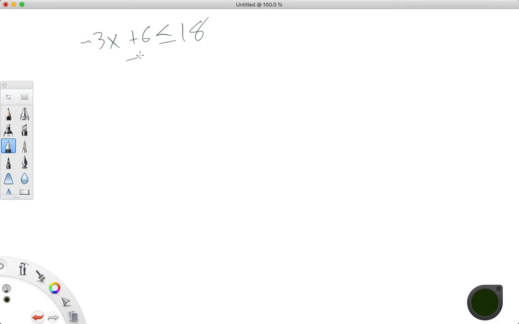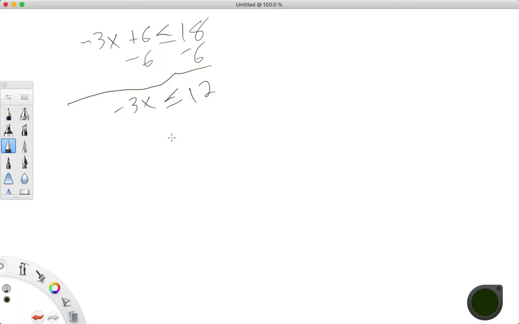as we normally would, we would subtract 6 here, subtract 6 here, and that would give me negative 3x is less than or equal to 12. 18 minus 6 is 12. And then we would divide by negative 3 on both sides, and we'd have to flip the sign because that's what the rules tell us we have to do.